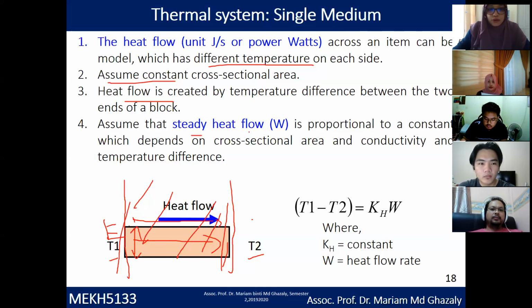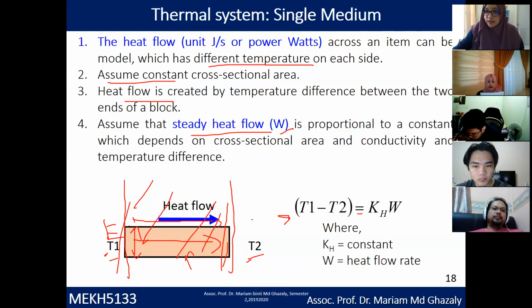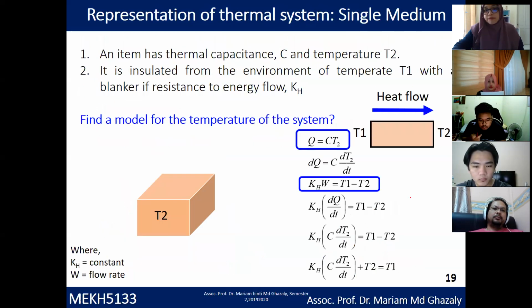Okay, so we are going to assume a steady heat flow, which is W, proportional to a constant which depends on the cross-sectional area and the conductivity of the material, and the temperature difference. So, similar to the fluid system just now, we are going to do the first equation: the temperature at T1 minus the temperature at T2 equals KH, the constant value of the medium, times W dot, which is the heat flow rate. So this one will be the first equation.